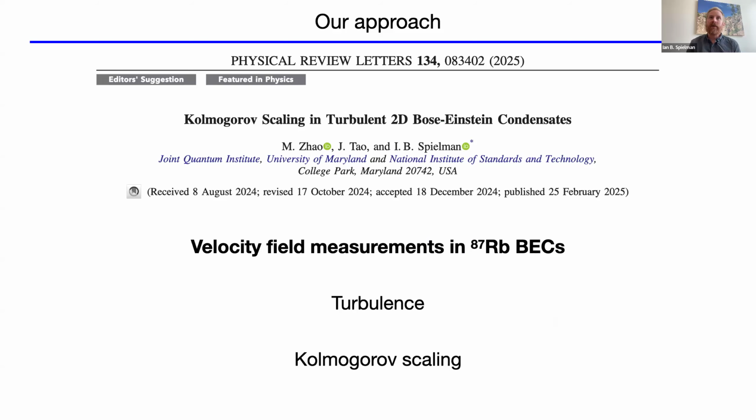So that's really what Ming-Shu was interested in. He wanted to do these kind of experiments using tracers rather than momentum distributions in atomic BECs. So what I'm going to try to tell you in the remainder of the talk is how we do velocity measurements in rubidium-87 BECs, the relationship in more detail between these measurements and turbulence, and how we observe Kolmogorov scaling in this system.